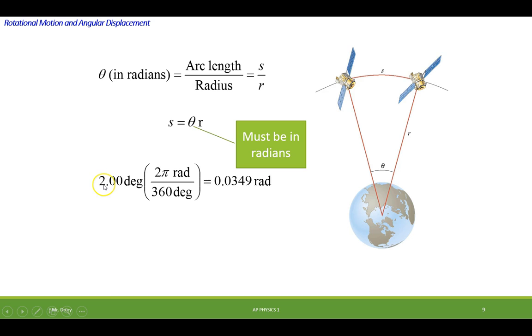All right, so we have 2 degrees. And how do we get that into radians? Well, we use the expression that we derived before, that 360 degrees is the same thing as 2 pi radians. So degrees on top cancel degrees on the bottom. You're left with radians. After you multiply it through, you end up with 0.0349 radians.